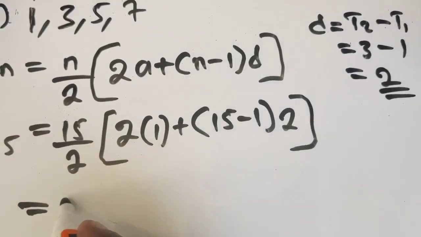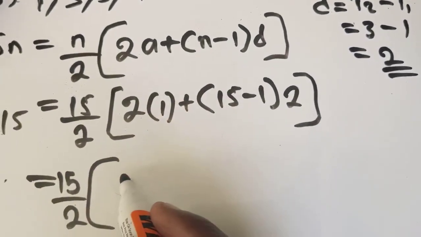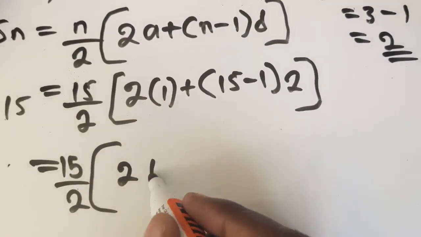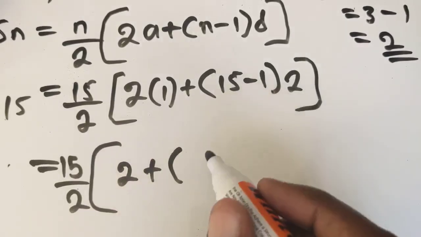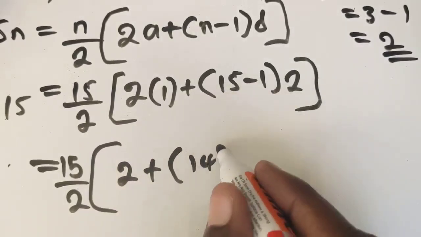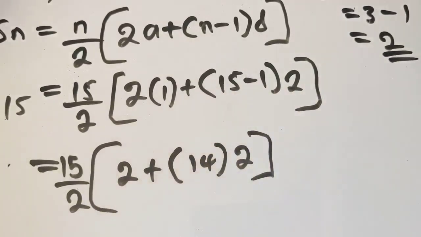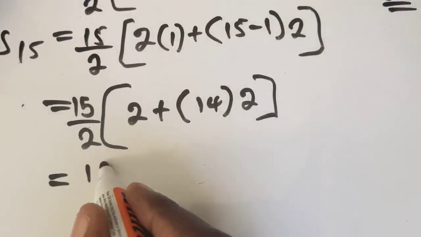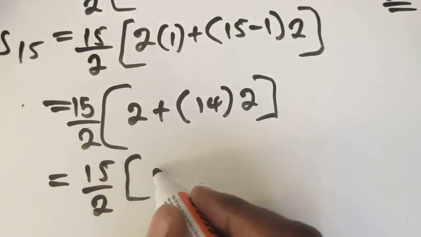So that is 15 over 2, then 2 times 1, that is just 2, plus, open bracket, 15 minus 1. 15 minus 1 is 14. Then 2. So you just go on. This is 15 over 2, then 2.